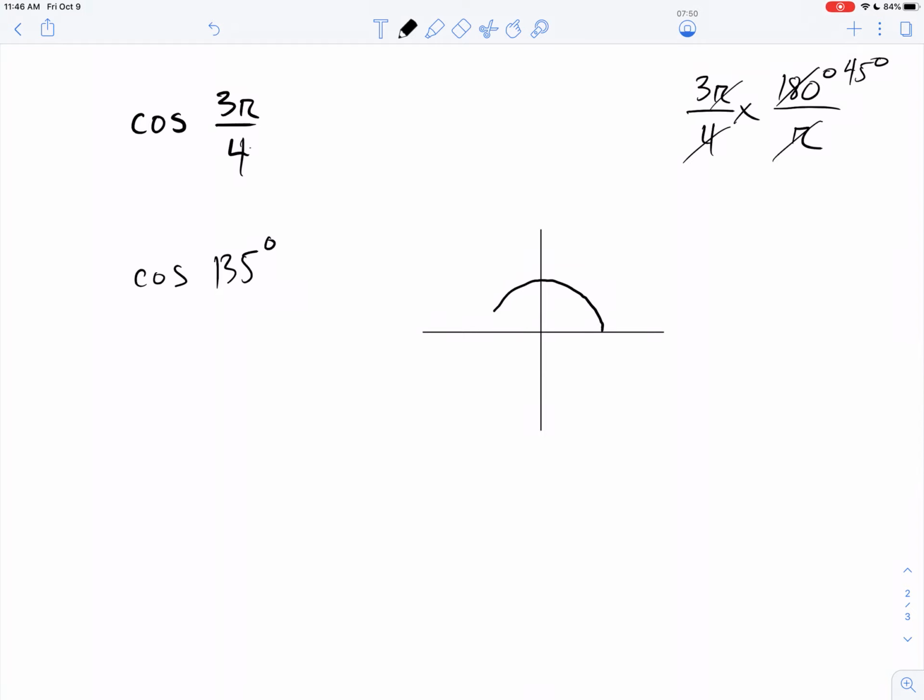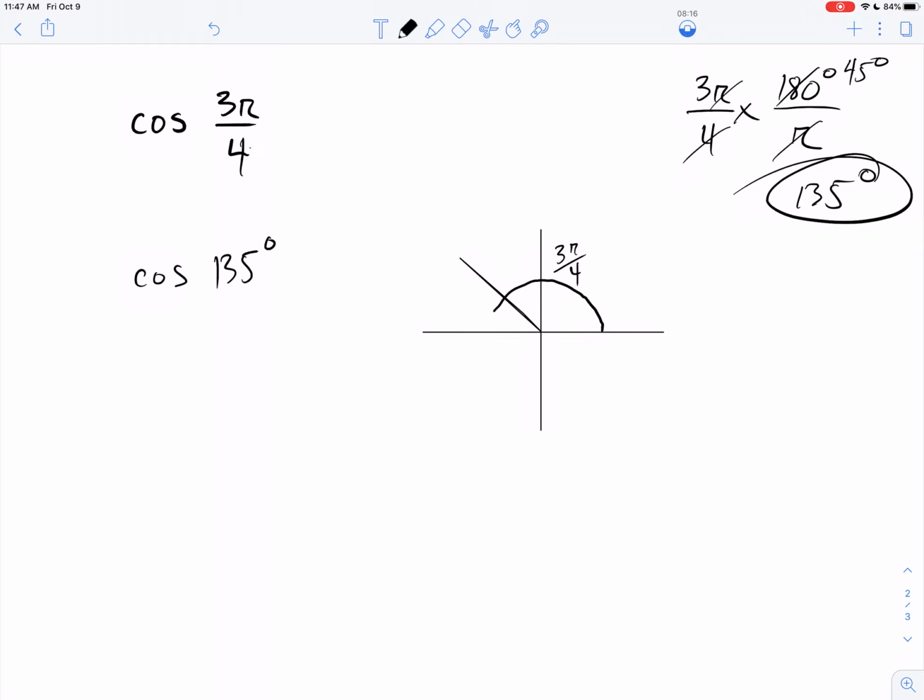When I draw this 135 degree angle, I'm in quadrant 2. It has a terminal side, that is the side at which it stops. And guess what? This is my 3 pi fourths angle, same as a 135.